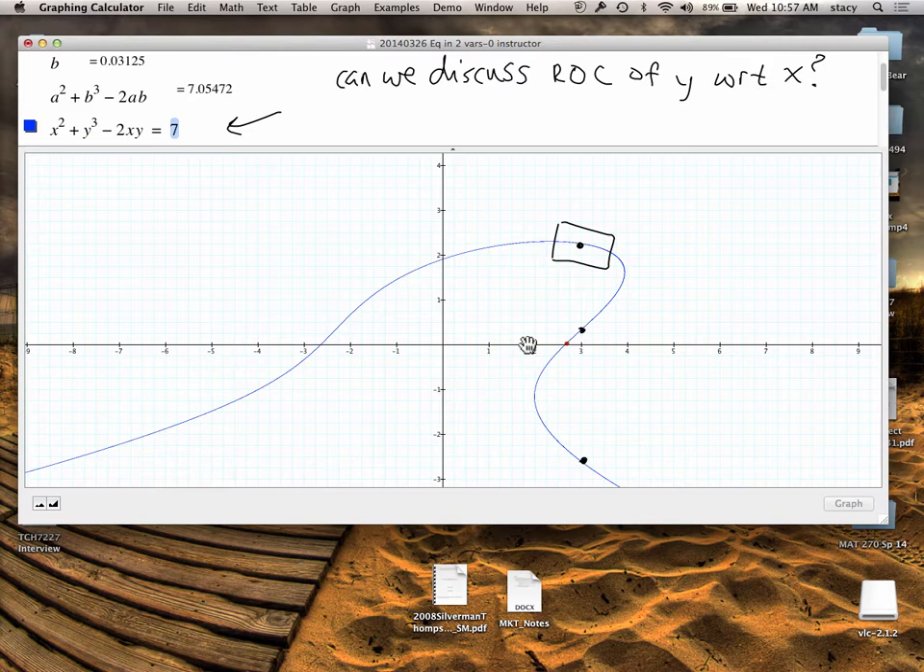So I think you're still aiming for function, right? So you want to define this curve in pieces that you can handle nicely. Okay. Well, we can talk about the rate of change of y with respect to x without having y be a function of x. And that's what we're trying to do right now.